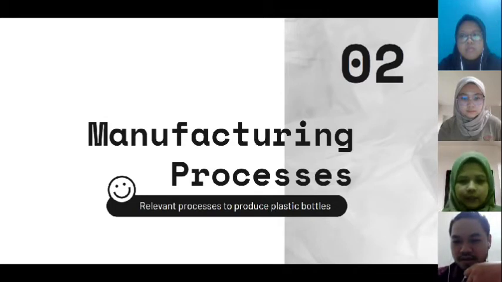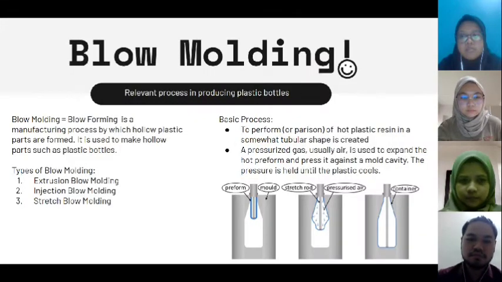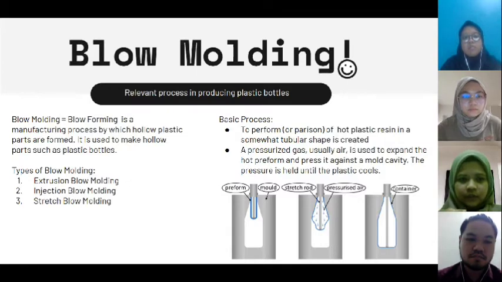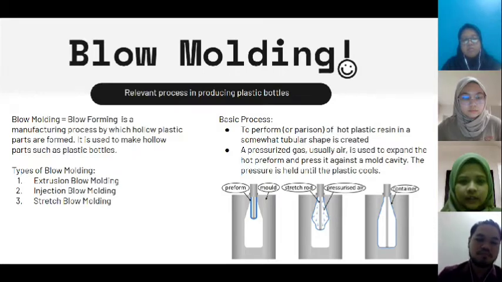Okay, I will continue with the manufacturing process, the relevant process to produce plastic bottles. Blow molding. Blow molding is a manufacturing process by which hollow plastic parts are formed. It is used to make hollow parts such as plastic bottles. There are three types of blow molding. First, extrusion blow molding. Second, injection blow molding, and the last is stretch blow molding.